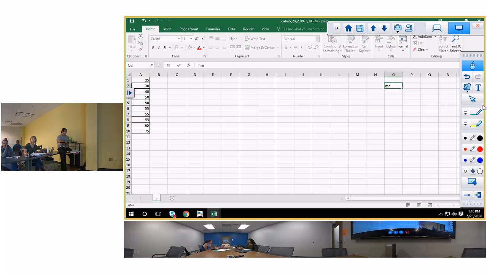Okay, so I'm going to go over here and I'm going to put mean. Median. Mode. Range. Mid-range. Variance. And standard deviation. I'm also going to do the 5-number summary on this one too.